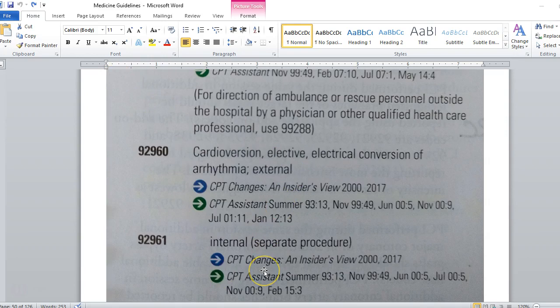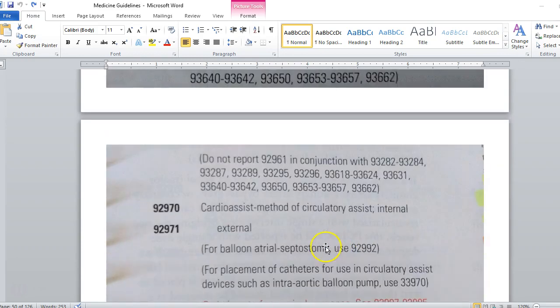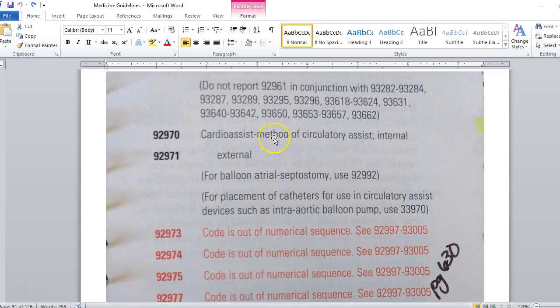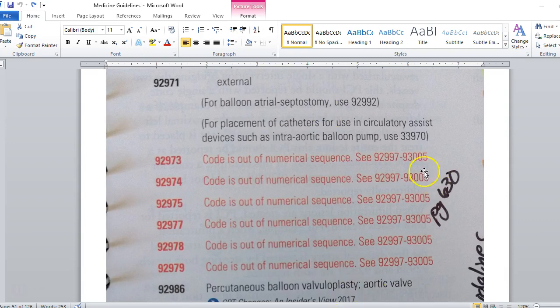We have internal, that is when the chest is actually open. So that's something that's going to be done during major procedures. This is not something 92961 that's going to be done in an ambulance per se. As we continue going down, we have some cardio assist methods that we may use, and then we have another series of codes, which again, these start on page 630.